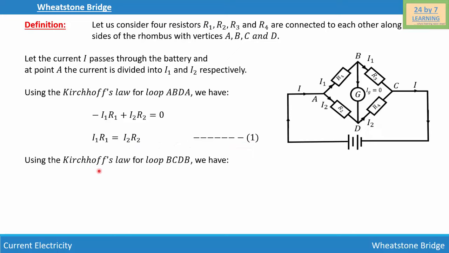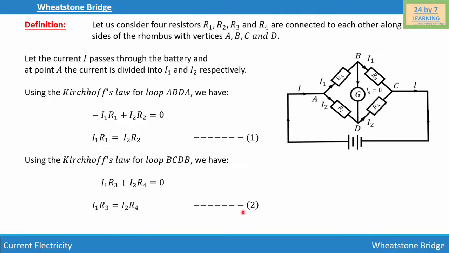In the same way, let's use Kirchhoff's law for loop BCDB, for this part of the loop. If we use Kirchhoff's law for this part of the loop, we will write negative I1 R3 plus I2 R4 is equal to 0, which is right here. Let's simplify further, and we will get I1 R3 is equal to I2 R4, and let this be our equation number 2.